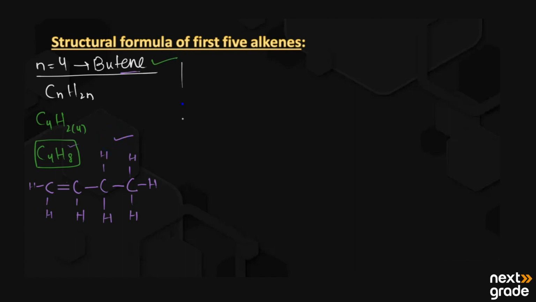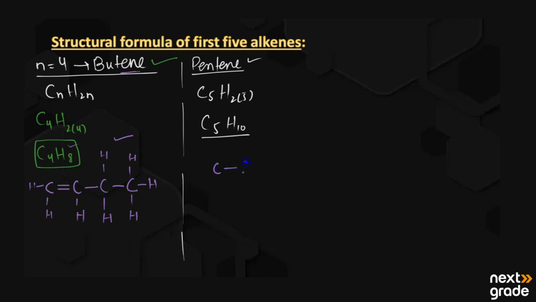Next, we have the structure formula for the pentene. Pentene, it is having a total of 5 carbon atoms. So we will put C5H2 into 5. The formula we just gain is C5H10. So we will arrange 5 carbon atoms in a row: 1, 2, 3, 4, and 5.